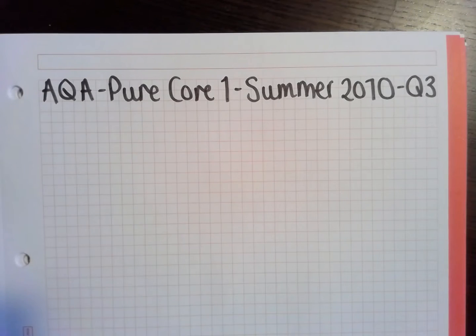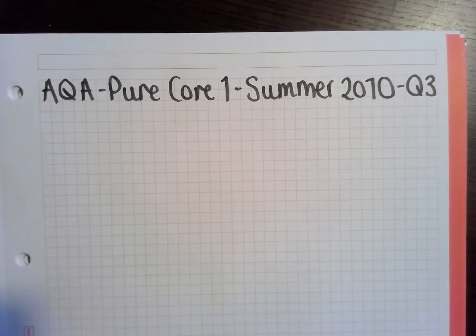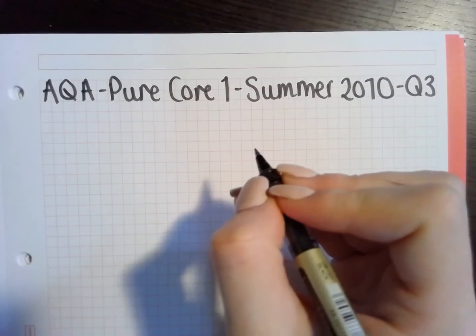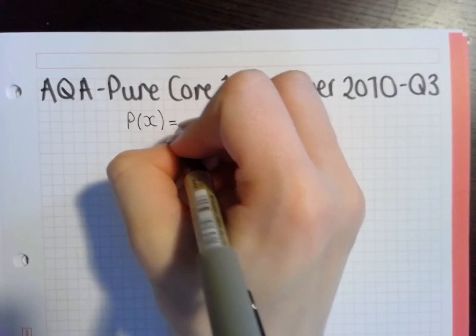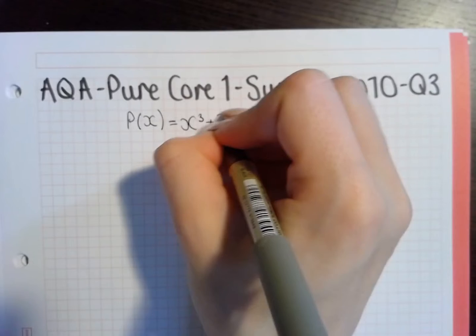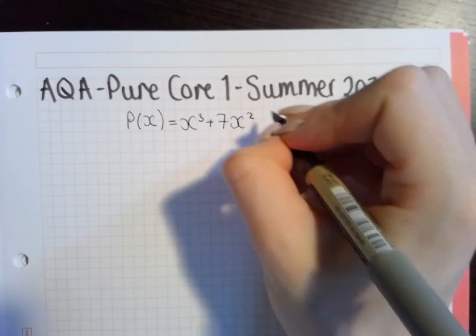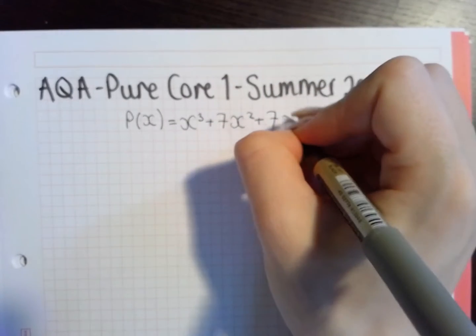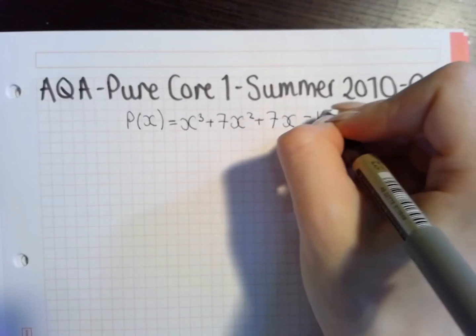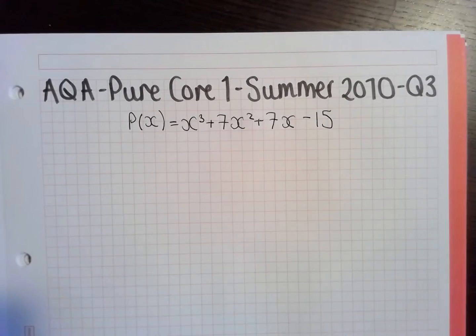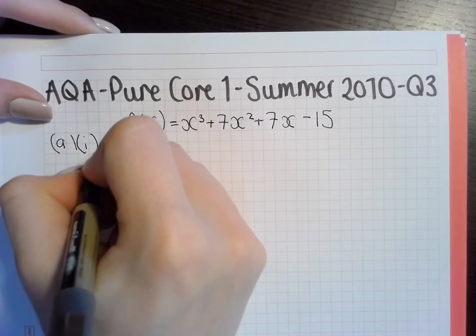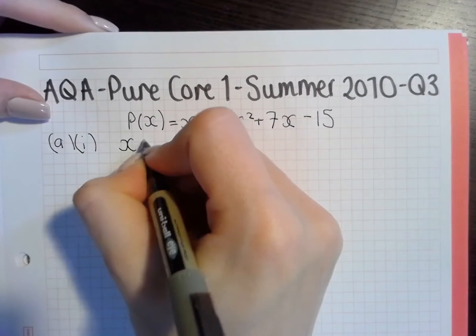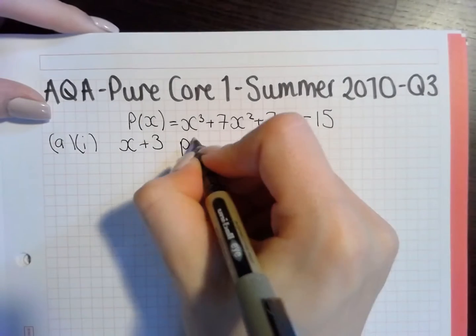Okay, so AQA Pure Core 1, Summer 2010, question 3. And the question says, the polynomial p(x) is given by p(x) equals x cubed plus 7x squared plus 7x minus 15. Use the factor theorem to show that, this is part A, use the factor theorem to show that x plus 3 is a factor of p(x).